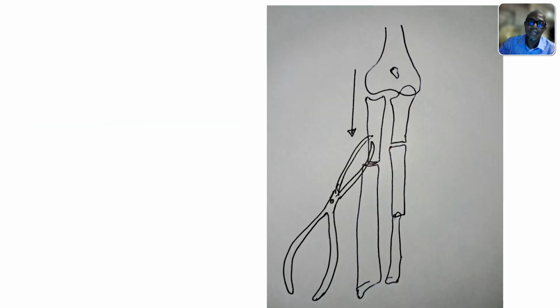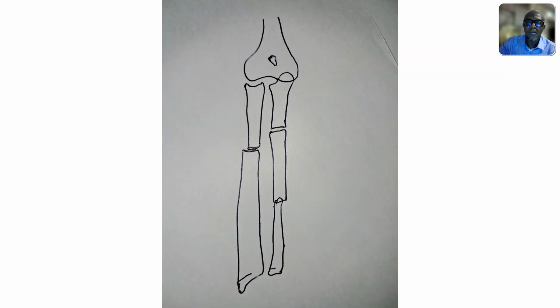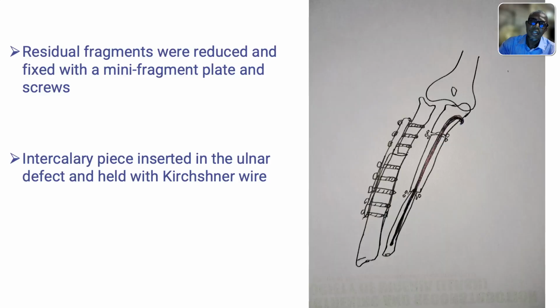So we subsequently used the intercalary fragment we removed from that bone to bridge the defect in the ulna, which solves the problem of the bone gap. Next slide. Okay, next slide. So this was what we did.